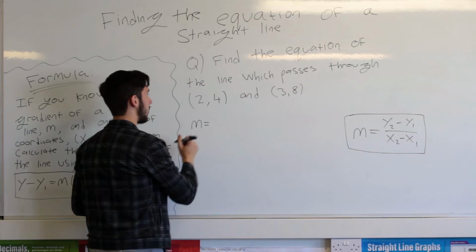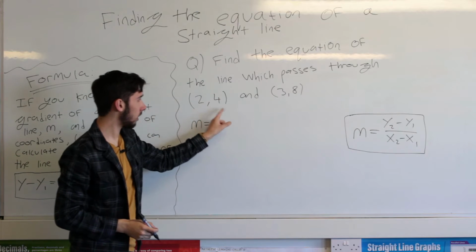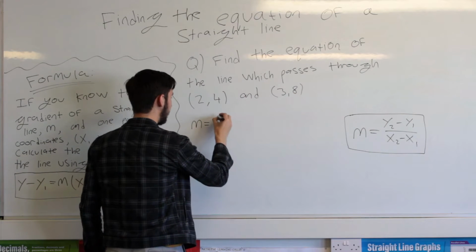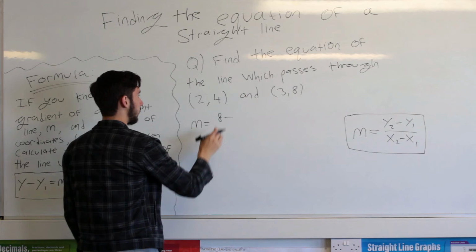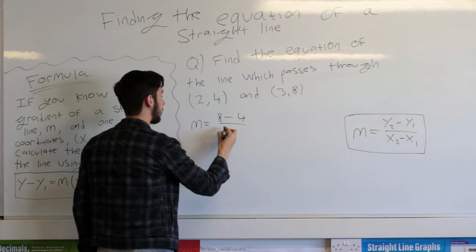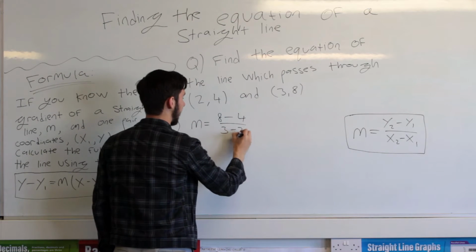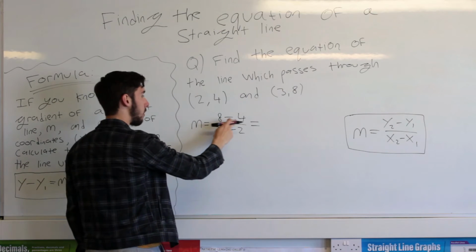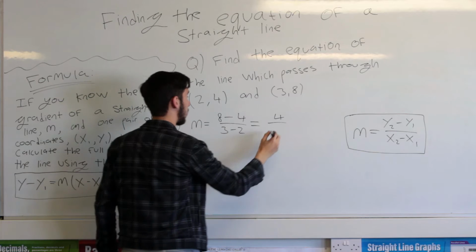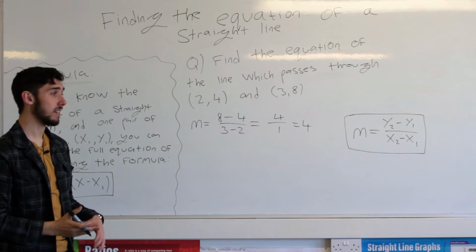M is going to equal, okay, so if we let this be x1, y1, x2, y2, we can just substitute in. So this is y2 minus, this is y1, divided by x2, which is 3, minus, and then this is x1, like that. And if we simplify this, 8 minus 4 is 4, and 3 minus 2 is 1, and 4 divided by 1 is 4, which means the gradient m is 4.